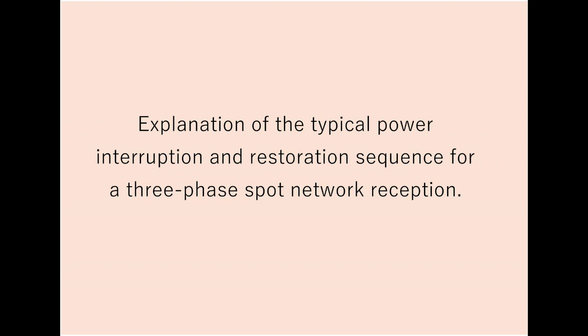Explanation of the typical power interruption and restoration sequence for a three-phase spot network reception. This is a power reception method used in data centers in Japan, and there is a three-line spot network power reception method. This video explains a typical power outage recovery sequence. In reality, it will vary depending on the equipment configuration and design philosophy at each site. Please listen to the explanation for reference only.